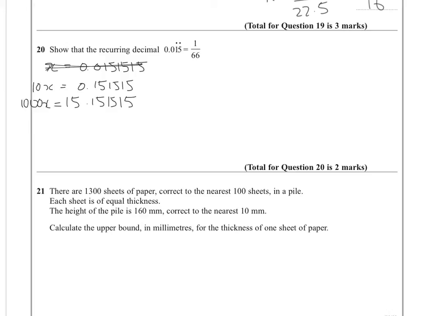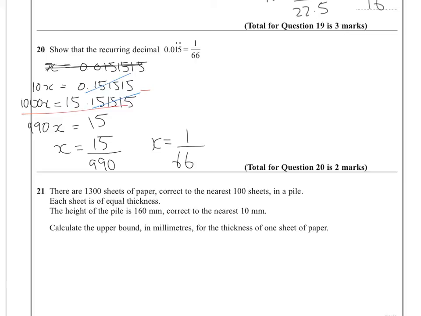If I do the bottom line take away the top line, well, 1000 minus 10, 990x equals 15.151515 take away 0.15151515. Well, actually, the recurring part's going to disappear, and I'm left with just 15. So x equals 15 over 990, which is the same as 1 over 66.